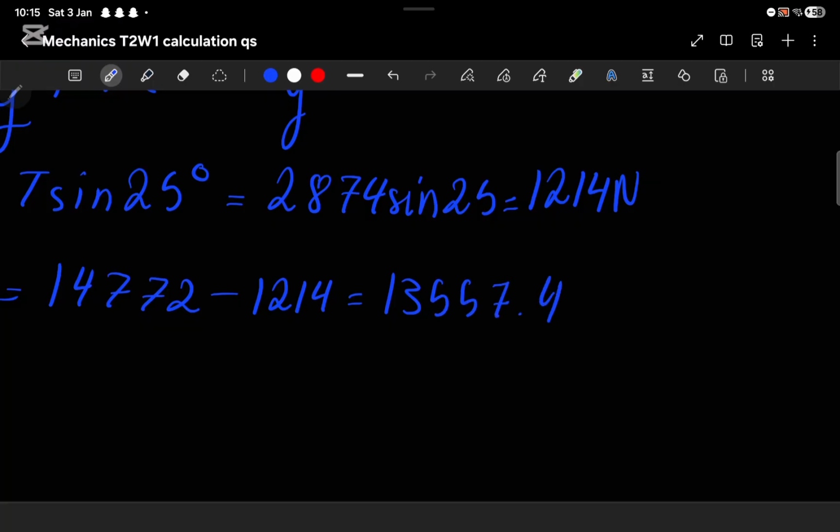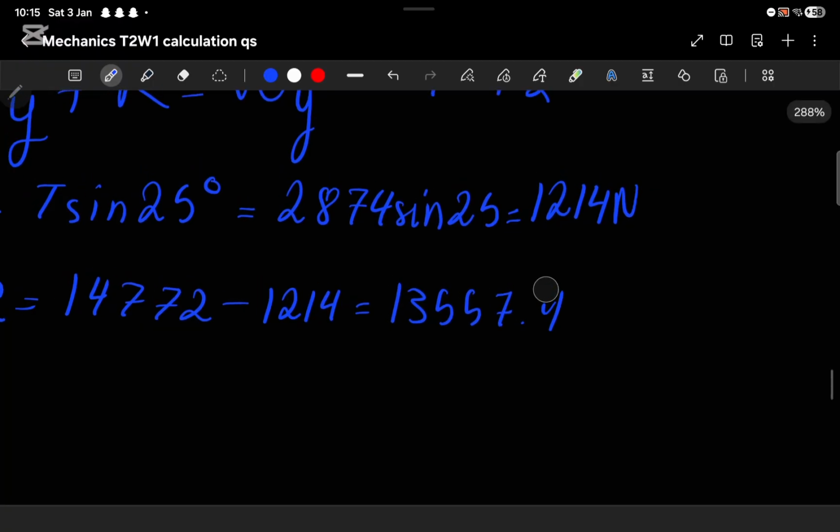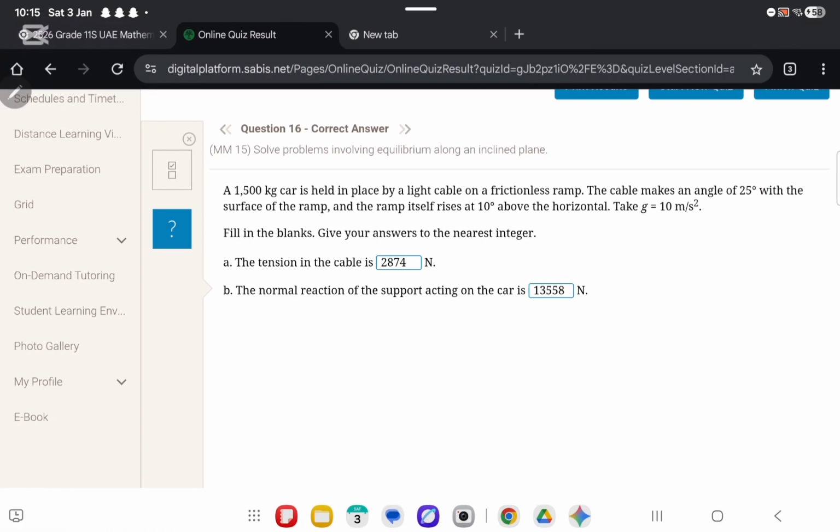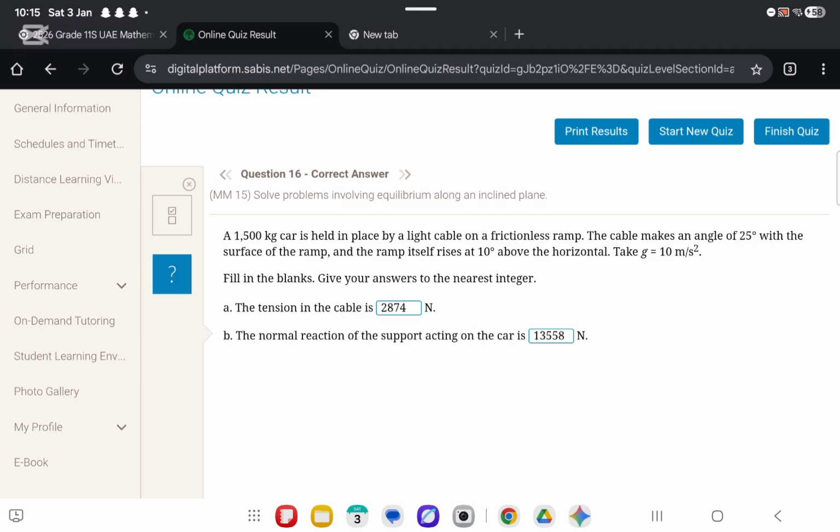13,557.4. I don't know if it could genuinely be 0.5 or 0.6 because of rounding issues, but they did tell you to the nearest integer, so it will be 13,557 or 58, it doesn't matter. I think they should accept both. They took 13,558. Okay, I rounded. So don't do my rounding errors.